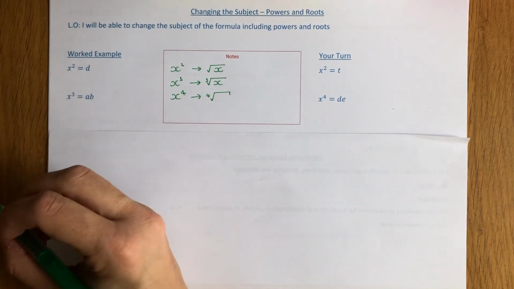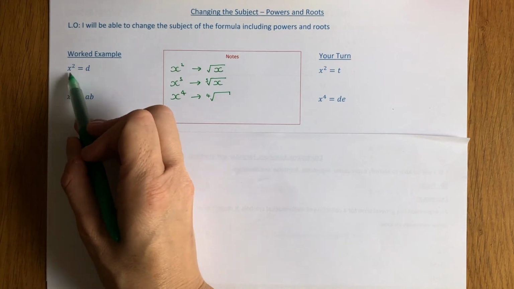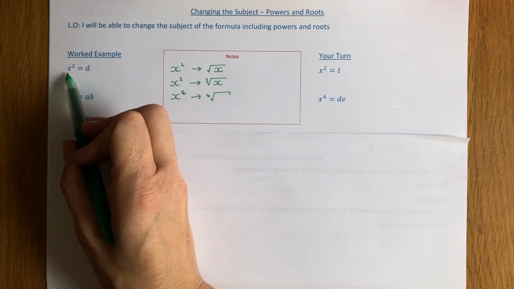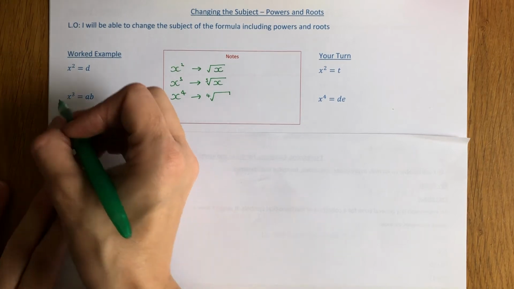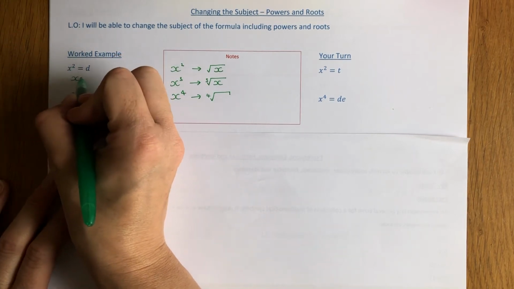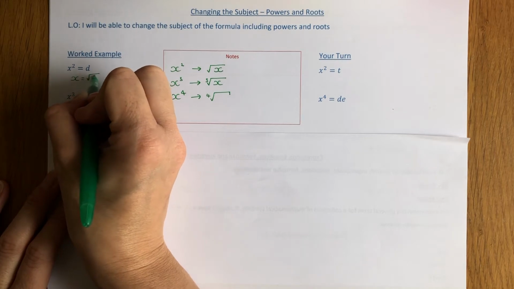Okay, so if I have this example here, x squared equals d. We're making x the subject here. Now some of you might say, well, x is on its own. Well, this is x squared. We need to know what x is. So to get rid of a squared, you square root the other side.